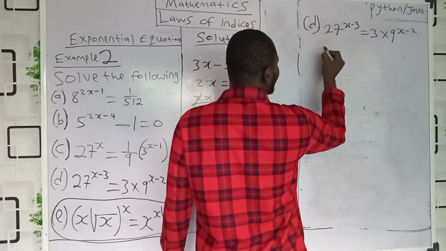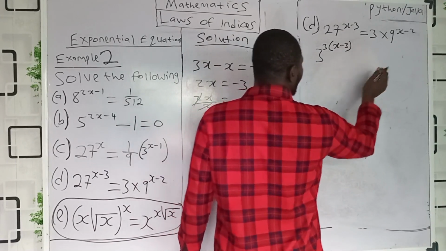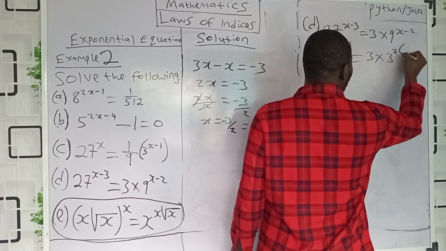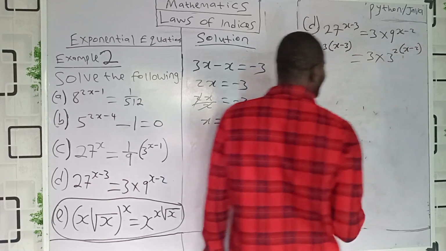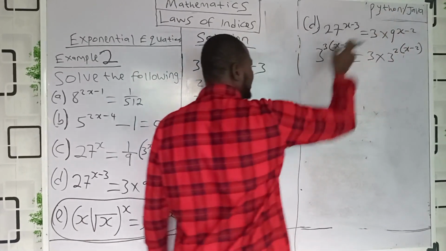I can simplify this one as 3 raised to power 3 into bracket x minus 3, equal to what? 3 times 3 raised to power 2 into bracket x minus 2. That is how to simplify. You express this one as a power of 3, express 9 as a power of 3, then you continue.